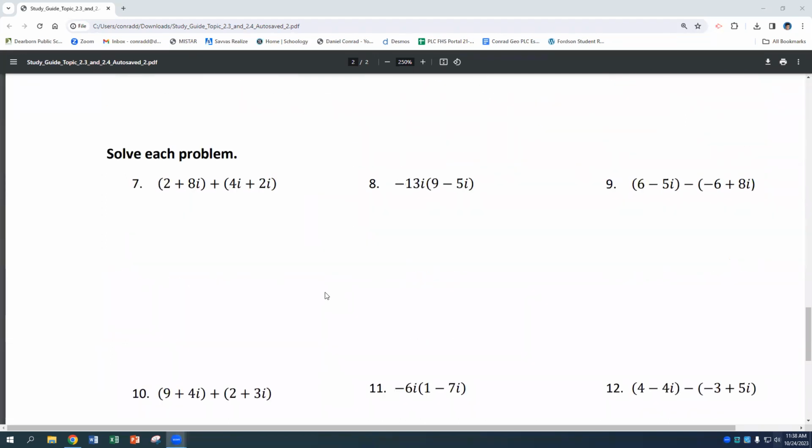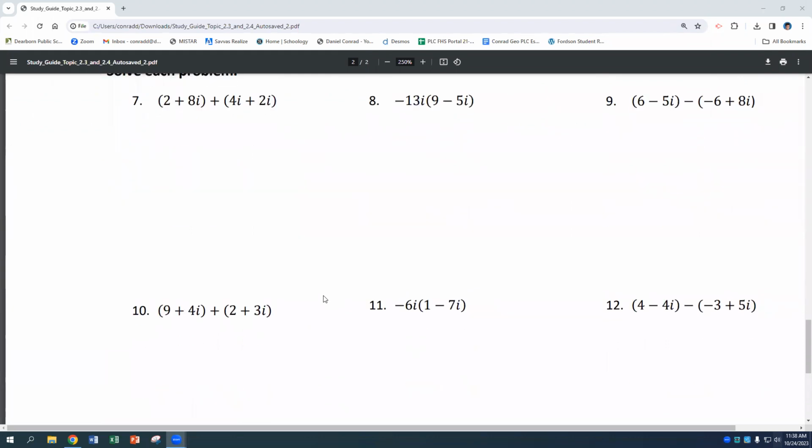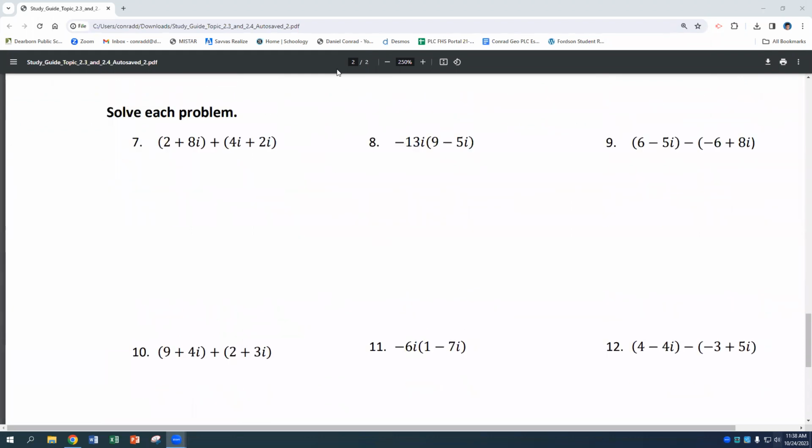All right, 7 through 12 here, we're just adding, subtracting, or multiplying complex or imaginary numbers. So in the first one, we're just adding. So again, you can imagine there's a 1 in front of here. This is just going to be 2 plus 8i plus 4i plus 2i. Okay, that's going to give us 2 plus 12 plus 14i.